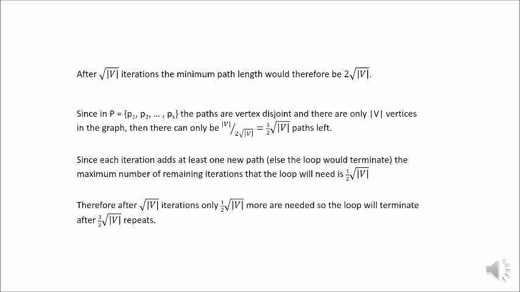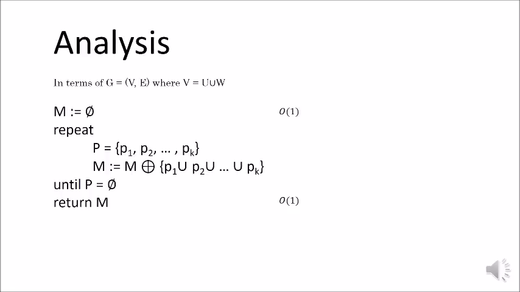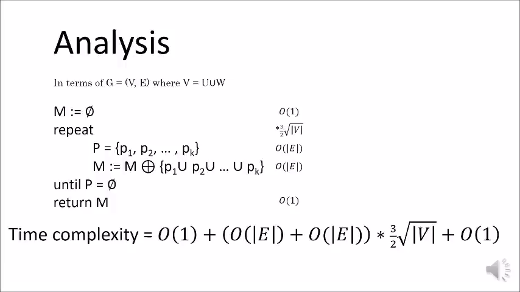root V repeats. Looking back at the whole algorithm, we remember that the first and last statements are constant time. Inside the loop is linear with E, and the loop is going to be run root V times. If we add all this up, we get that this will run in big O of E root V.